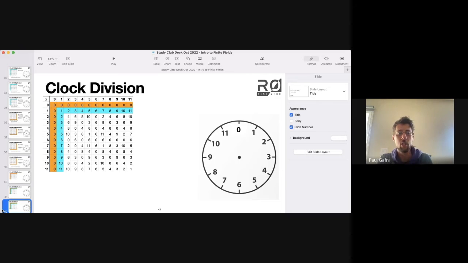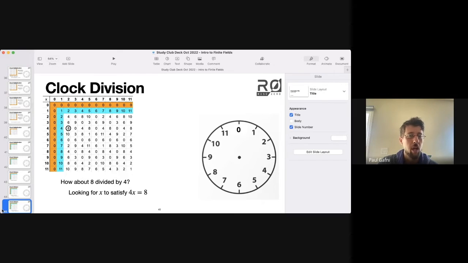Okay, cool. So let's take a look at division. A basic division question, 8 divided by 4. What does that really mean when we ask 8 divided by 4? We're looking for a number that satisfies this equation. And you can look through the table and find an example of a location that satisfies this division question. 4 times 2 certainly still equals 8 on this clock. But 4 times 5 and 4 times 8 also equal 8.